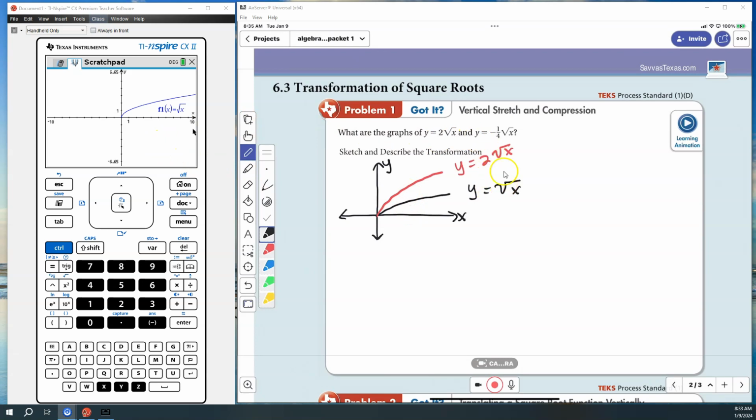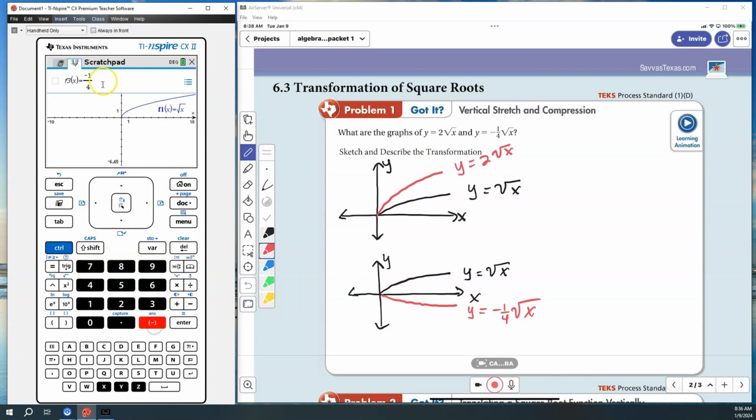And I'm going to show you on the calculator the effect. If you look at the calculator, we have the parent function, which is the square root of x, and then we have 2 times the square root of x. You know it's a vertical stretch. Now we all know that the negative is going to reflect it across the x-axis. That 1/4 is not going to stretch it, but it's going to compress it. Now I can show you here in the calculator how it's going to look. So remember that the negative is going to reflect it, and there you see it being vertically compressed.